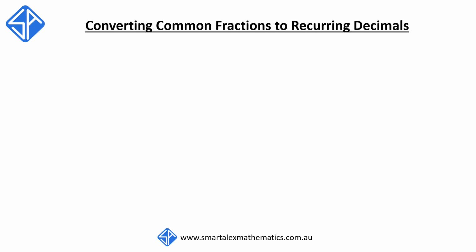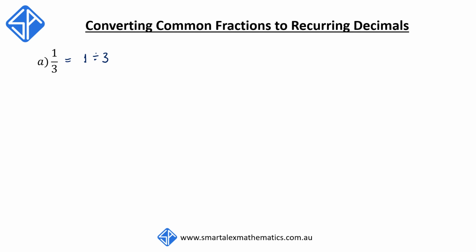In this video, we're going to look at how to convert some of the common fractions into recurring decimals. Our first example is 1/3. Since the denominator of 3 isn't a factor of 10, 100, and 1000, we can't use the method of the previous video to convert this fraction into a decimal. So we're going to use the fact that 1/3 is the same as 1 divided by 3, and we're going to use long division to help us convert this into a decimal.